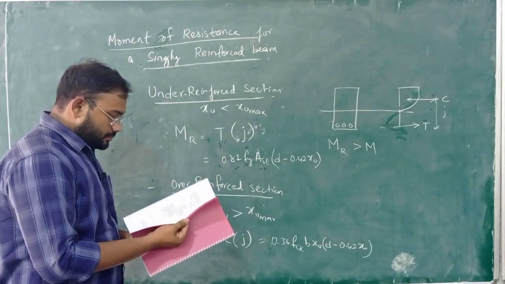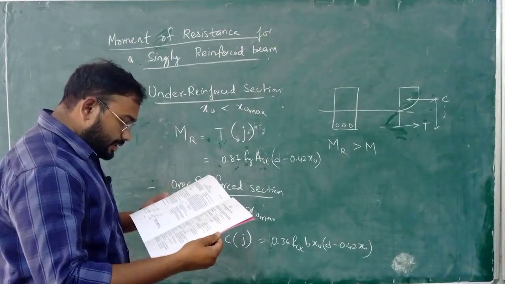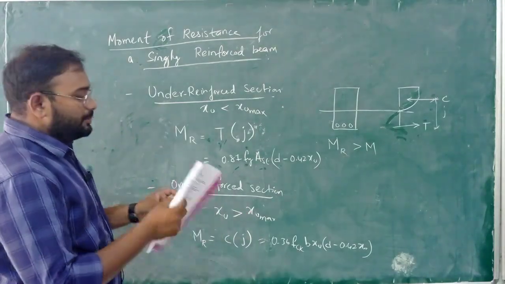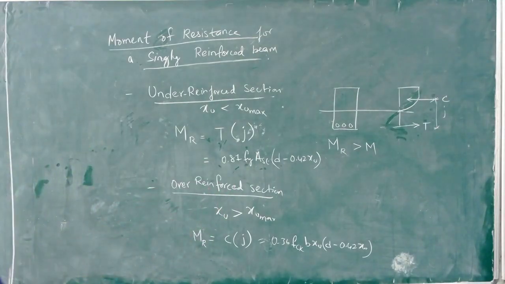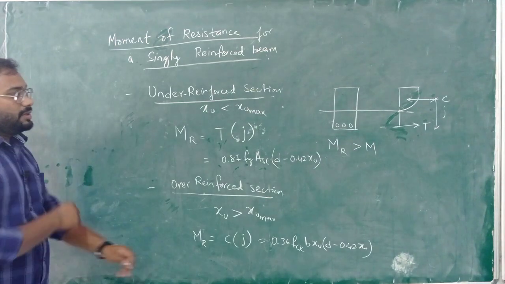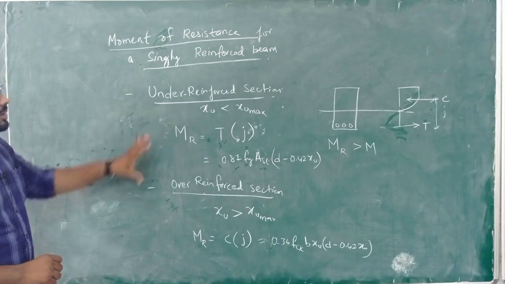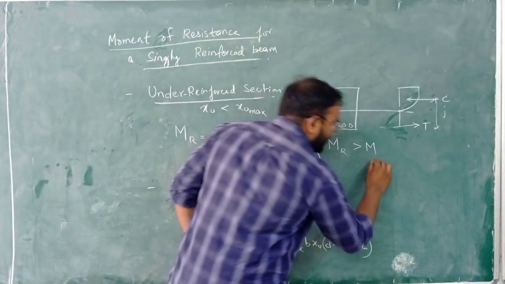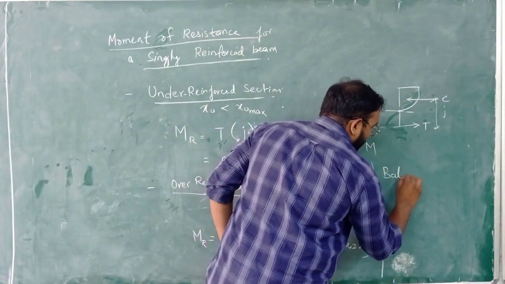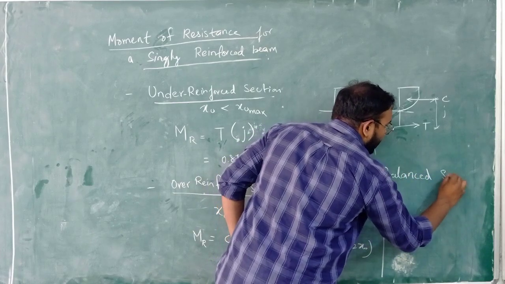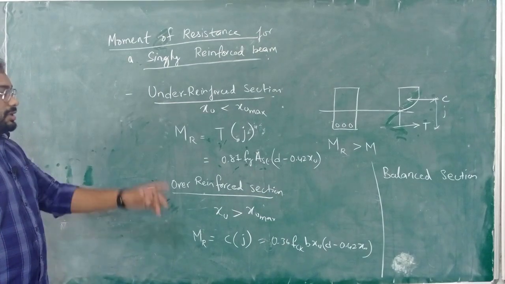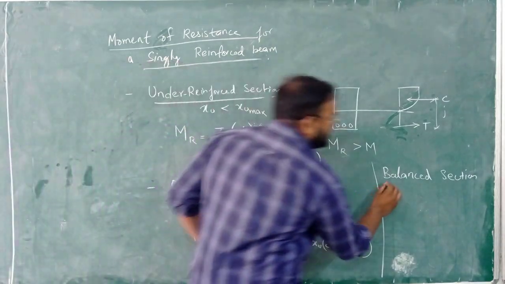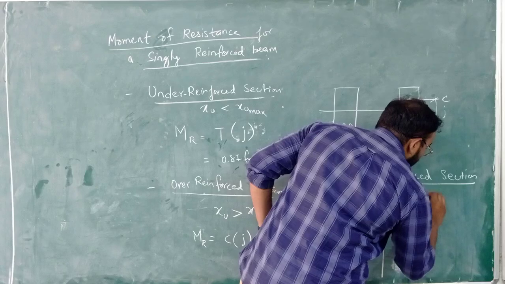So MR will be equal to, concrete is responsible for compression there, so C multiplied by J. I told you what is C. C is nothing but 0.36 FCK B multiplied by XU into D minus 0.42 XU. Now this is the formula how to calculate moment of resistance. If you see your code book also, this formula is available for you.